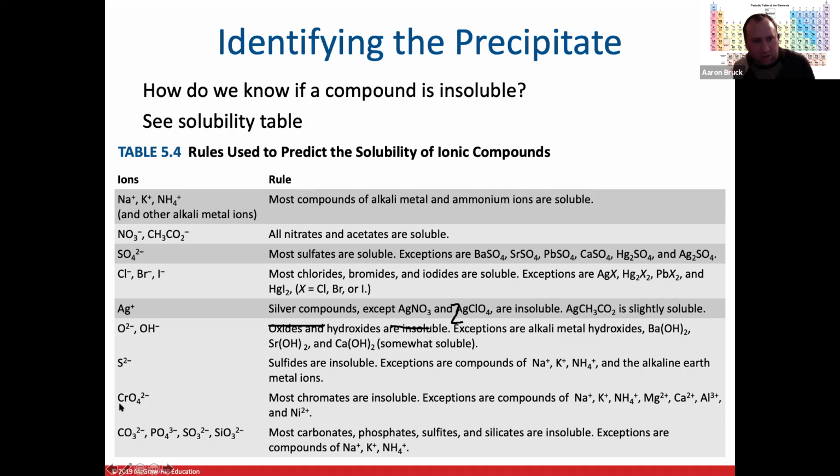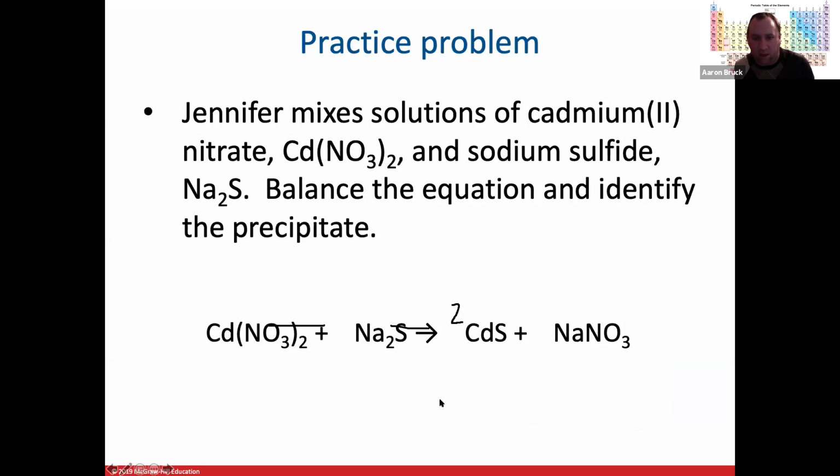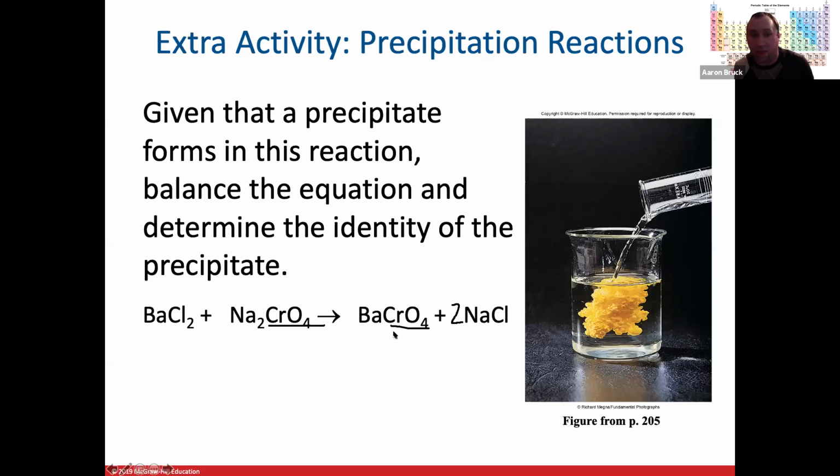on our table here. Most chromates are soluble. The exceptions include your alkali metals, magnesium, calcium, aluminum, and nickel. And barium is not on that list of exceptions. So my precipitate is the barium chromate.